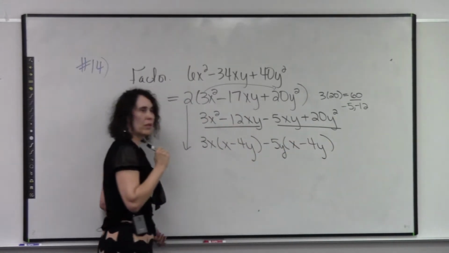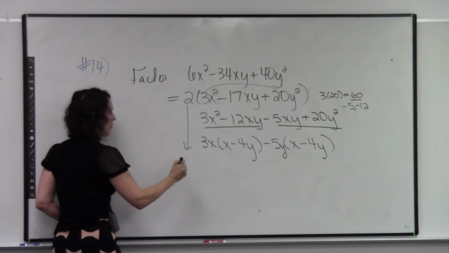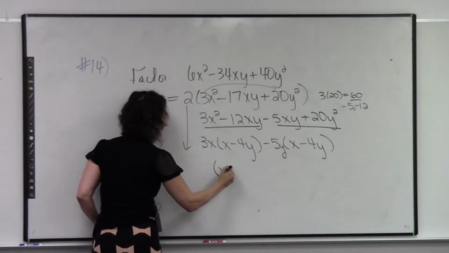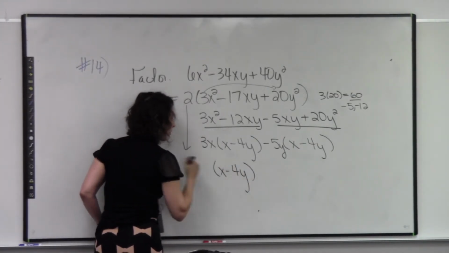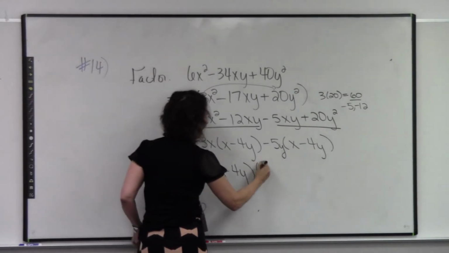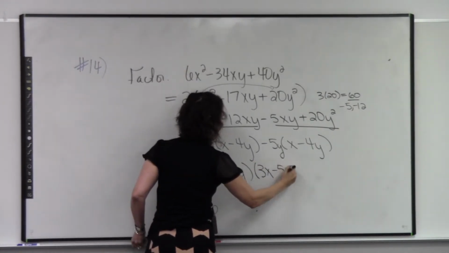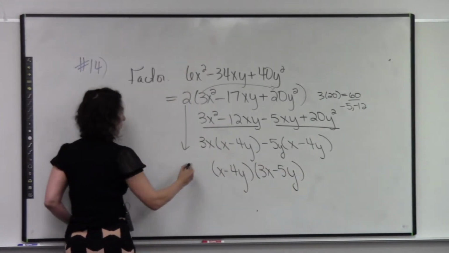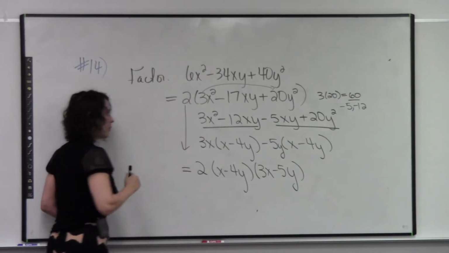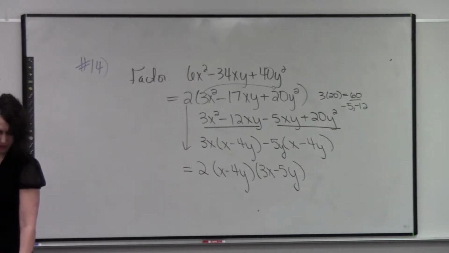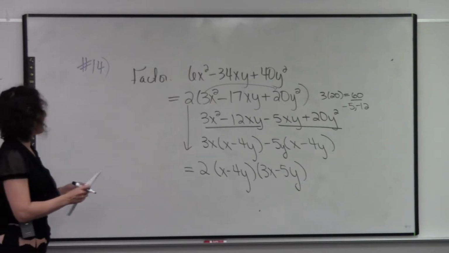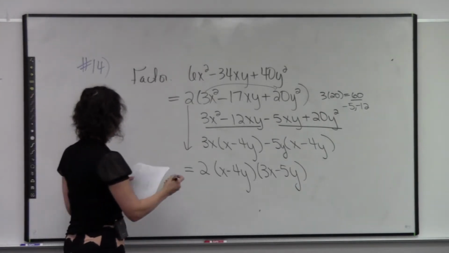All right, notice the parentheses are the same. They should be. If not, there's a mistake. Or it could be prime. So we have x minus 4y times 3x minus 5y. What's out in front? The 2. Remember with the factoring problems, they will be saying one of the factors is, which one should we be picking?